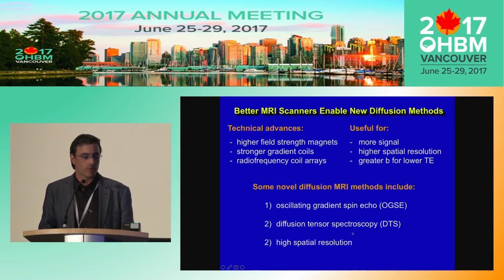So I'll talk about three of them very rapidly. One is oscillating gradient spin echo, or OGSE. We've heard that earlier today. Diffusion tensor spectroscopy, which looks at metabolites. And then I'll just bring back something that we can all do. This should be 3, not a 2, on high spatial resolution.